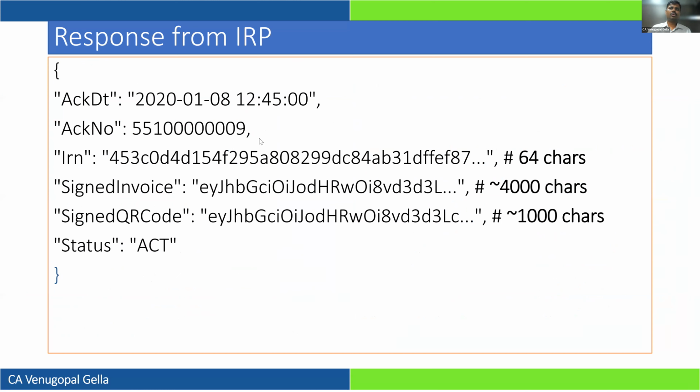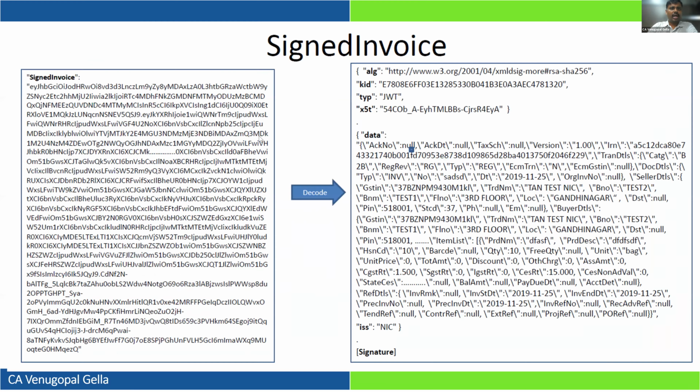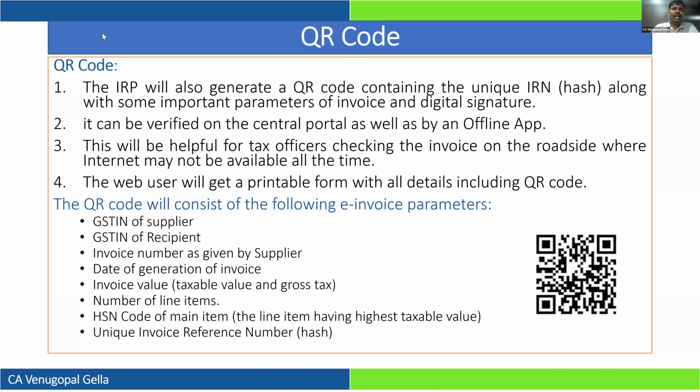What will the QR code have? It is going to have high-level information about the document. What is that high-level information? Who is the seller? Who is the buyer? What is the invoice number, date, and invoice value? How many line items are there, and what is the HSN? And what is the IRN of this? It is like a CEO of an organization just looking at an invoice at only the high-level parameters. The QR code is going to have high-level parameters.